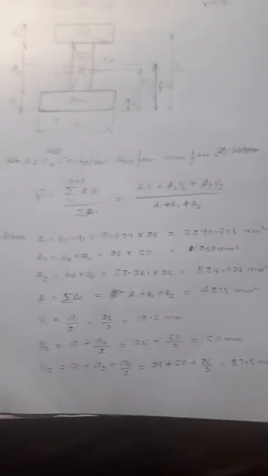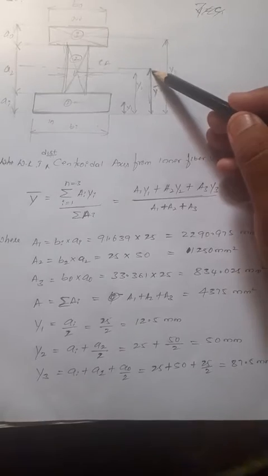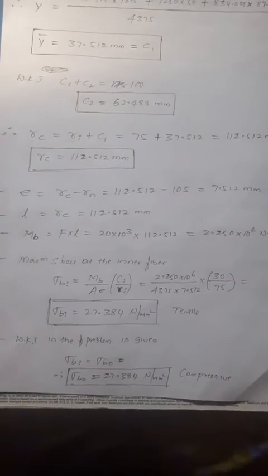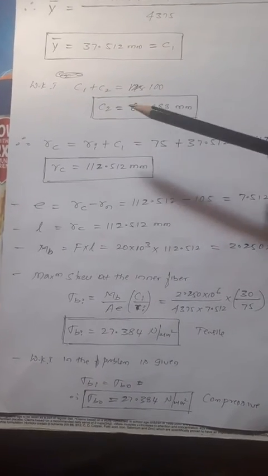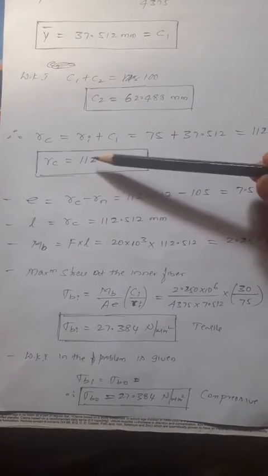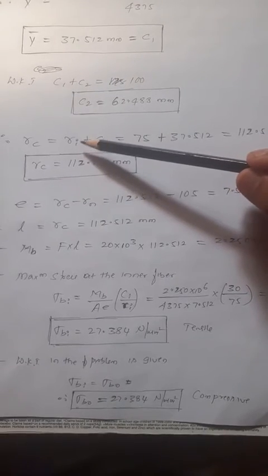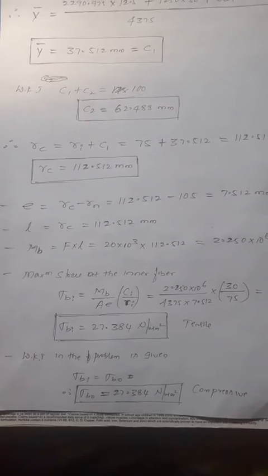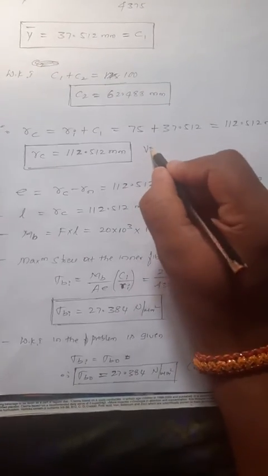Then get y bar equal to C1, right? What is y bar? Y bar is from the inner fiber to the centroidal axis, nothing but C1. Y bar you get 37.512 mm. Then, as you know, C1 plus C2 is 100 mm, so you calculate C2. Then you can calculate the radius of the centroidal axis from the geometry or from the figure: Ri plus C1. Now RC is equal to 112.51 mm.